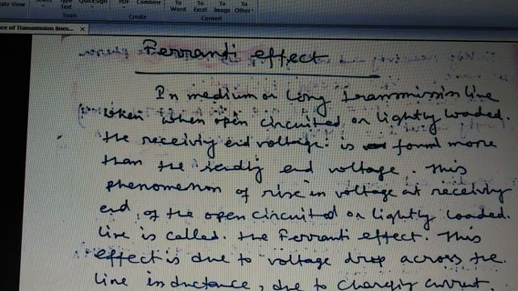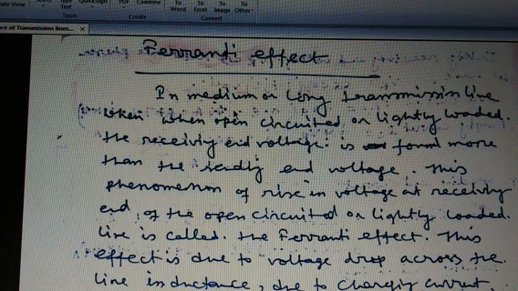This phenomenon of rise in voltage at the receiving end of open-circuited or lightly loaded lines is called the Ferranti effect. This effect is due to the voltage drop across the line inductance, due to the charging current being in phase with the applied voltage at the sending end of the line. Thus both the capacitance and inductance are necessary to cause this phenomenon.